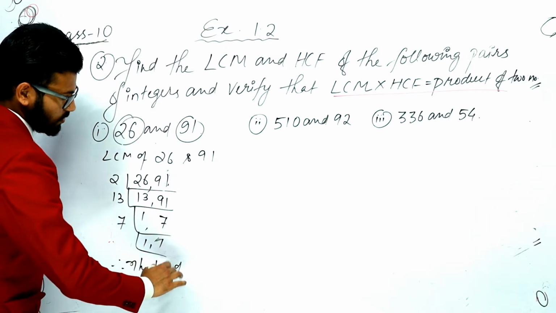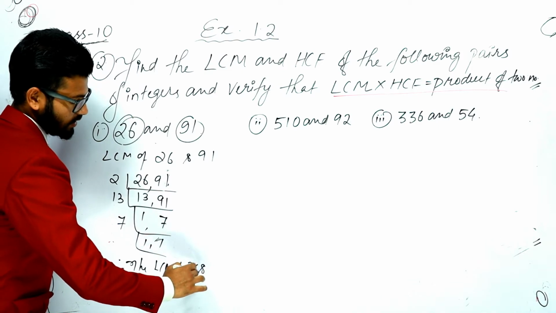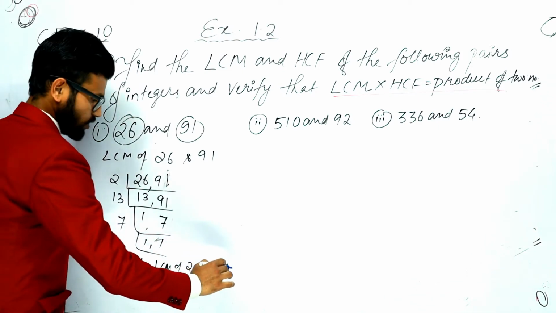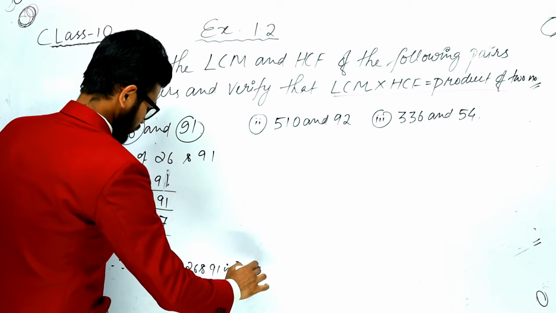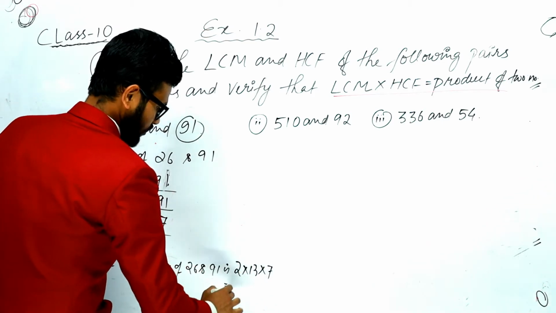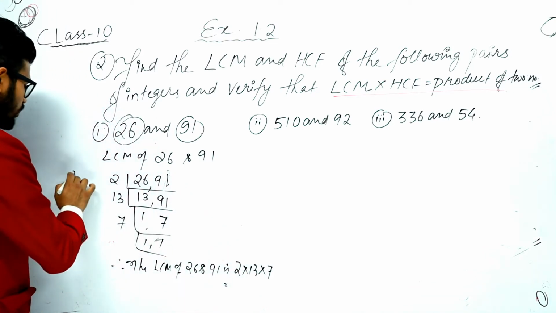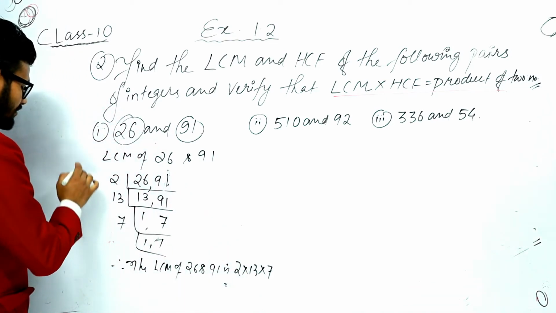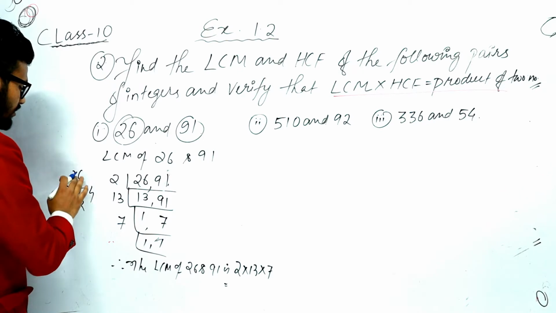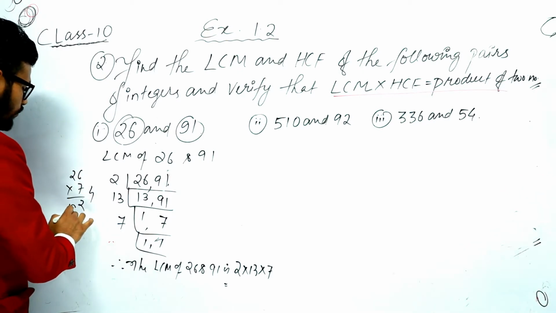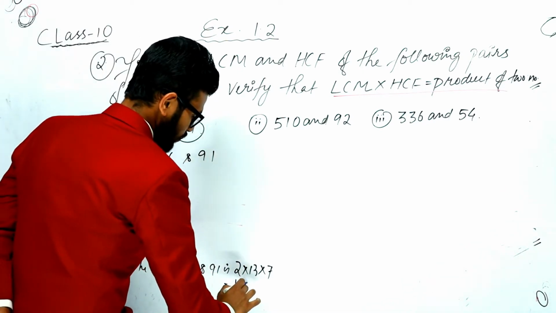Therefore, the LCM of 26 and 91 is 2 into 13 into 7. That means what we'll get? 13 into 2 is 26, 26 into 7. 7 sixes are 42, 7 twos are 14, so 182. Your LCM is 182.